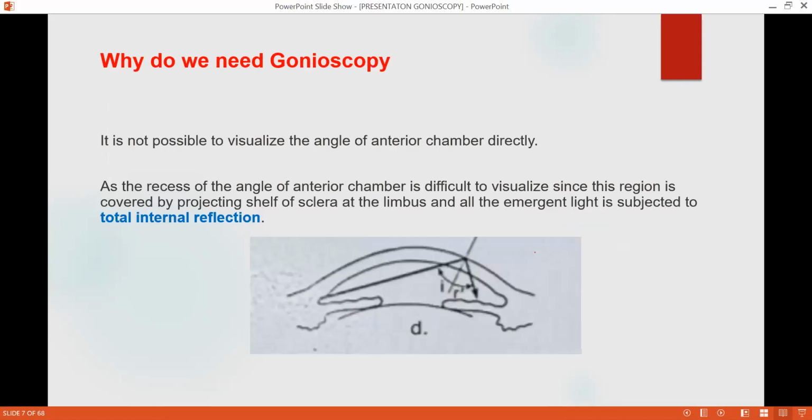Why do we want to do gonioscopy? Because the normal angle of the anterior chamber is not visible. The recess of the angle of the anterior chamber is difficult to visualize, as the area is covered by a projecting shelf of the sclera at the limbus. That is why all the emergent light is subjected to total internal reflection, as shown in this diagram. I, that is the incident ray, is totally reflected back into the eye.